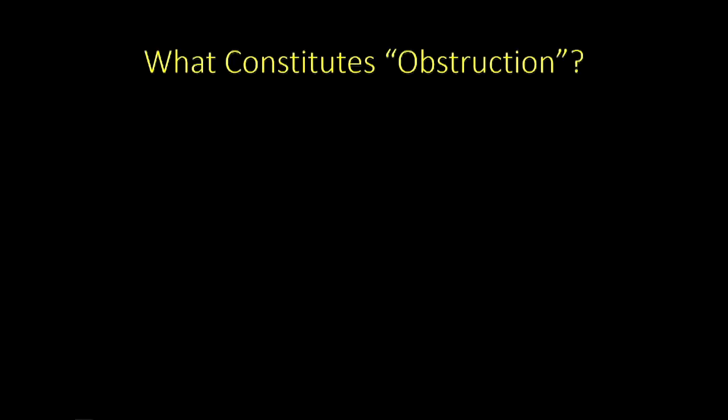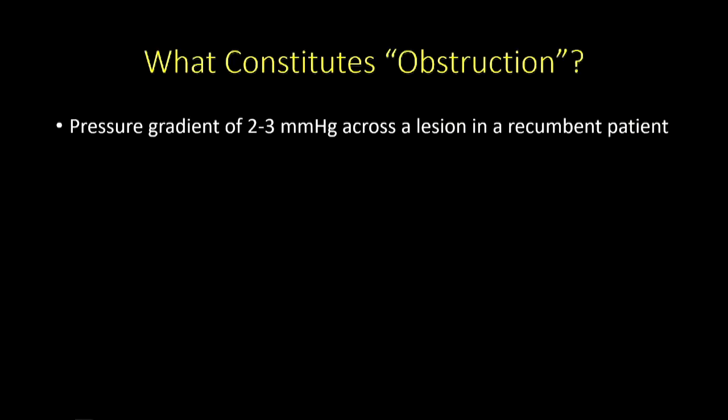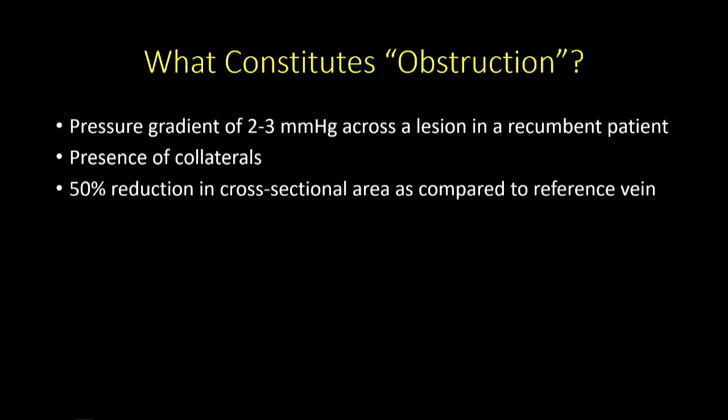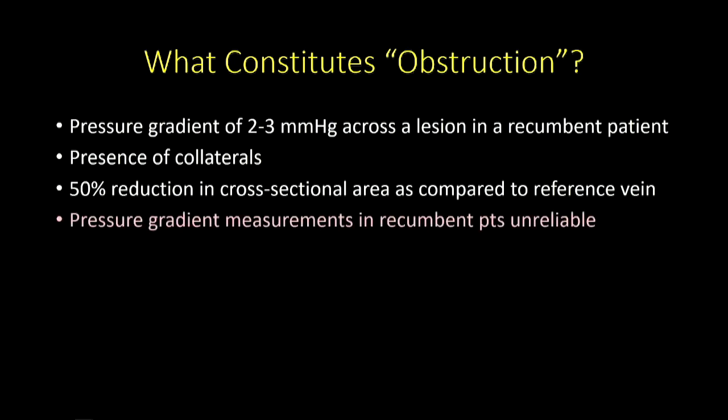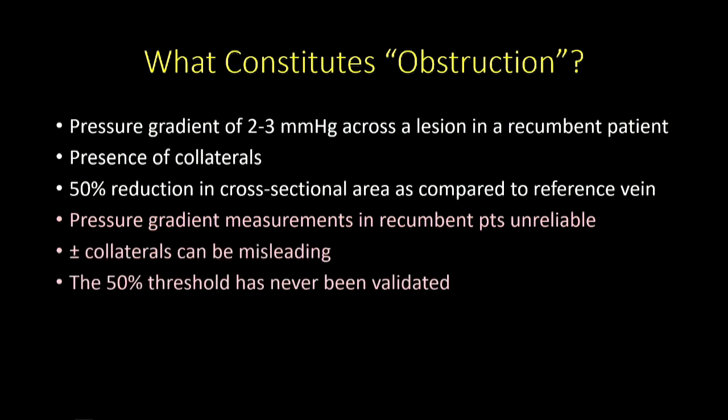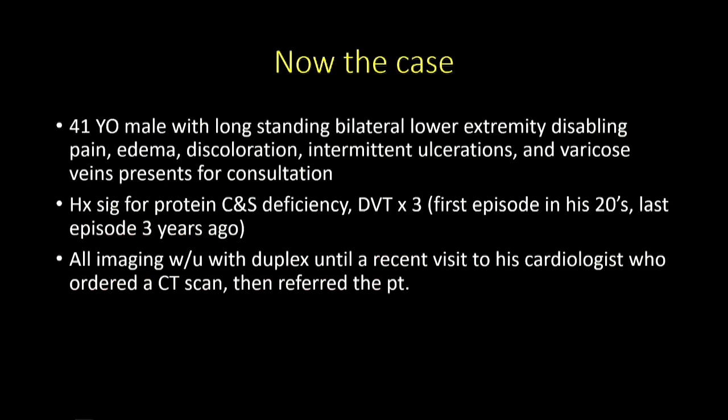So, what constitutes obstruction? Obviously, it has been talked about in the literature. Pressure gradient, the presence of collaterals, 50% reduction in either cross-sectional area or diameter. Remember, the pressure gradient measurement in these patients is unreliable, very hard to measure. Collaterals can be misleading, and this 50% threshold, although we all use it, has really not been validated. So what constitutes obstruction remains to be validated and defined more precisely. But right now, it's one of those things where when you see it, you recognize it.